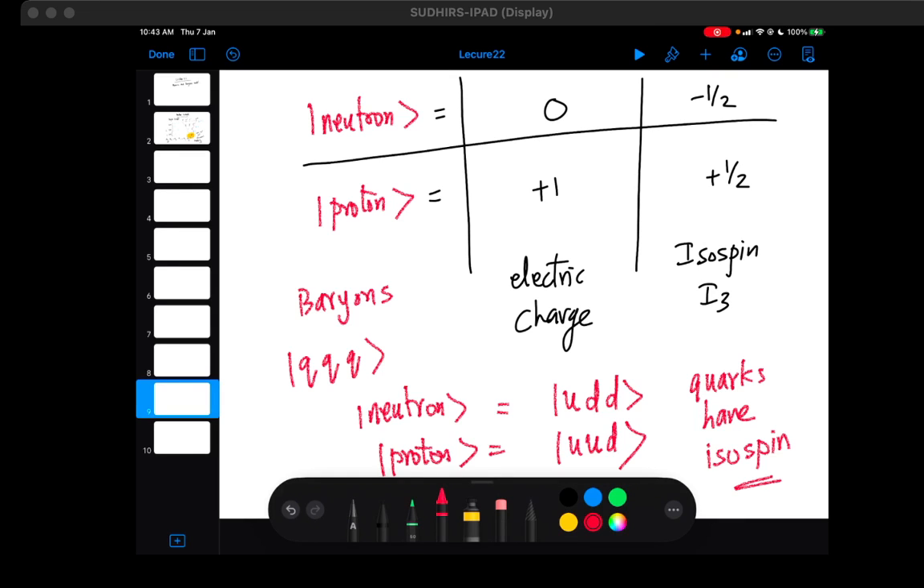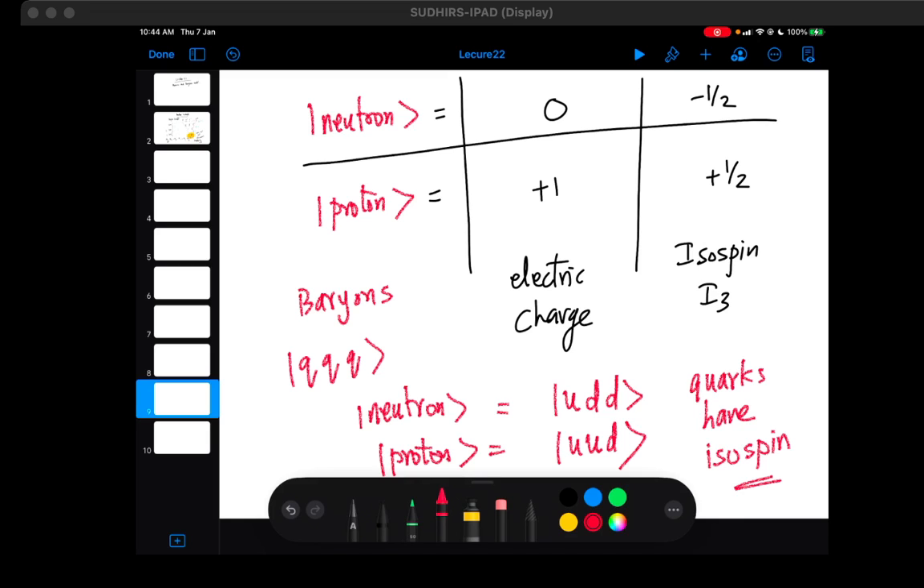We will see what exact isospin we will give to these quarks later on when we look at weak interactions, because we'll see that there is another interaction which is important to give the isospin assignments. I'll come back to the exact assignments of the isospins of the quarks later on. But as of now, let's just remember that the quarks have isospin. That's important to know.